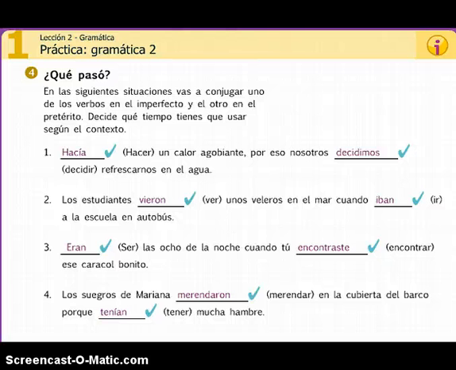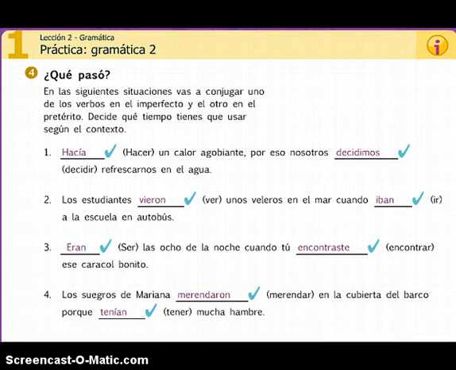Número 2. Los estudiantes vieron unos veleros en el mar cuando iban a la escuela en autobús. So this is a great sentence because it shows that the imperfect doesn't always have to come first, because while they were going to school, what was going on, they saw some sailboats in the ocean. So that's my specific action.